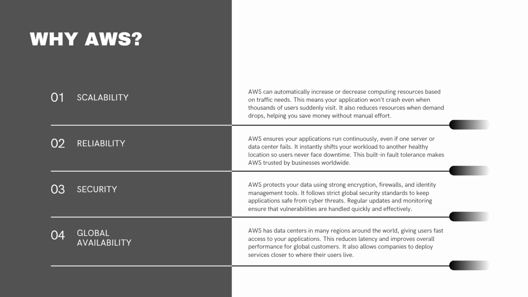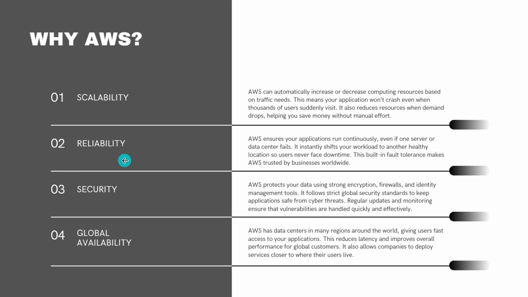For example, imagine you have a website. Normally, 100 people visit daily. Suddenly, during a festival sale, 10,000 people visit at that time. In a normal system, your website will crash. But in AWS, the server automatically increases its power to handle more people. After the traffic reduces, AWS automatically reduces the server power to save money. This is why AWS is called highly scalable. It grows when you need more and shrinks when you don't.